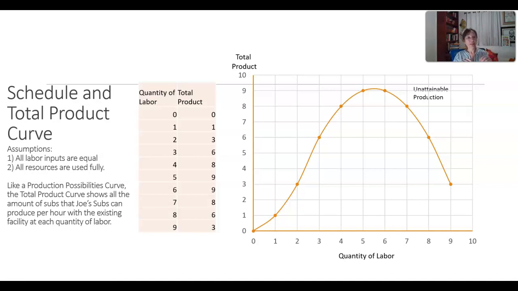So remember that we said capital is fixed. So the size of the kitchen is fixed. Think about a sandwich shop. They normally have a counter, and they're normally pretty small.